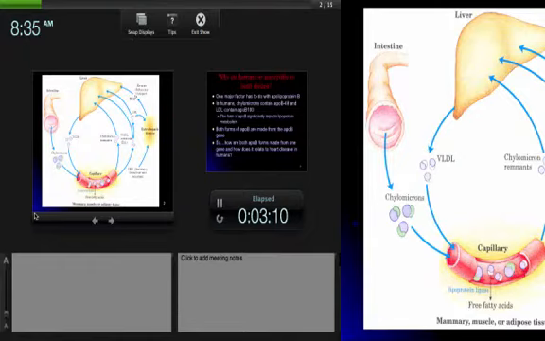HDL, remember down here, they start in the liver and the intestine, but they come out as small molecules that are relatively flat, like little discs. As they accumulate cholesterol, they become spherical and larger. They pick up cholesterol in extrahepatic tissues and deliver it to the liver, most likely for excretion. So that's why we say high HDL is good, high LDL is bad, in general.